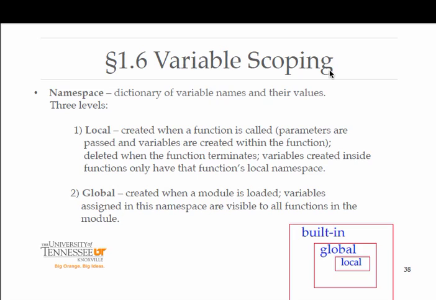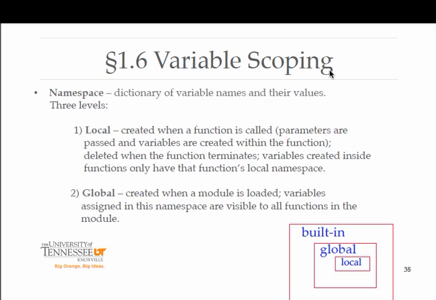just the function itself. Then there's the global namespace. That's created when an entire module is loaded with many functions, and the variables assigned in this namespace are visible to all the functions in the module. And the third is what we would call built-in. Built-in is created immediately when you run the Python interpreter.